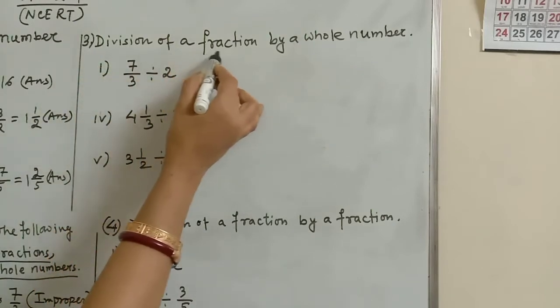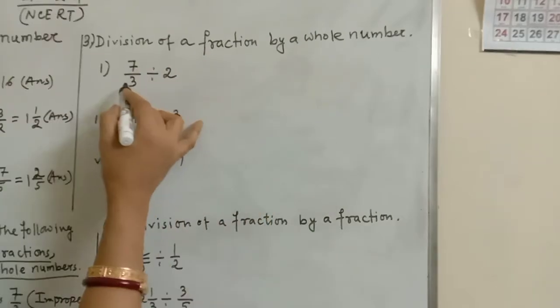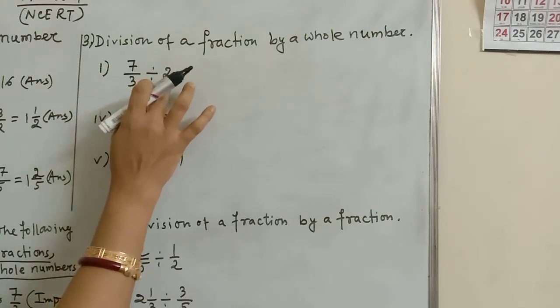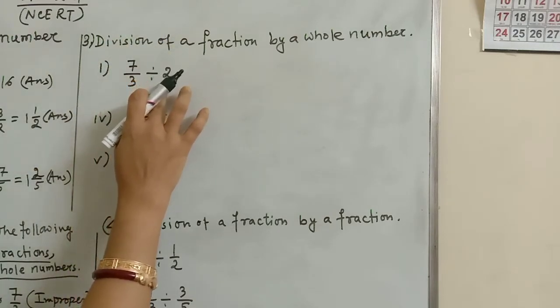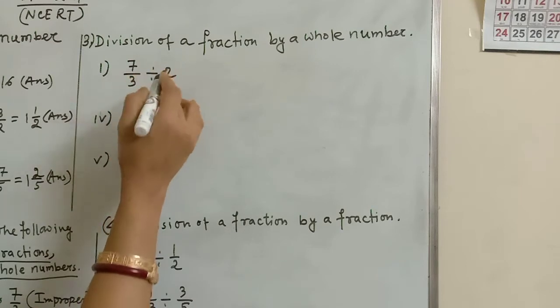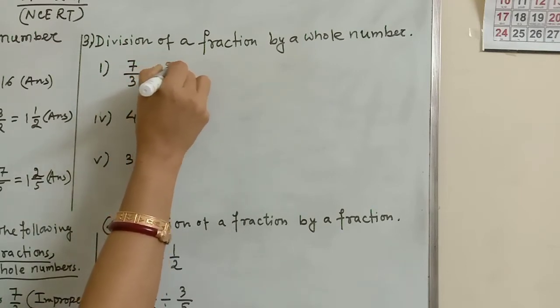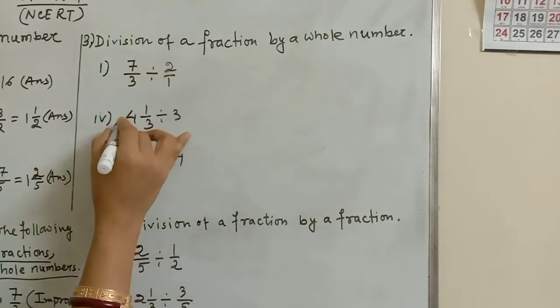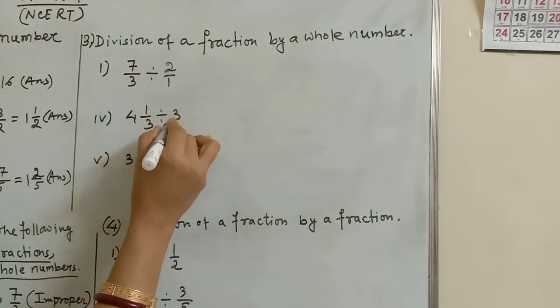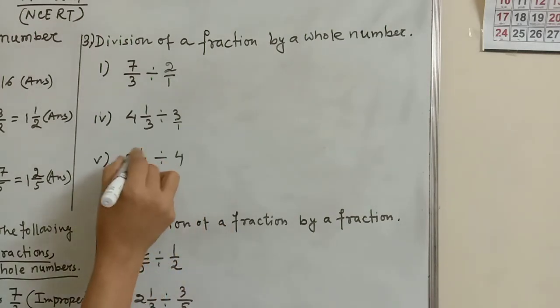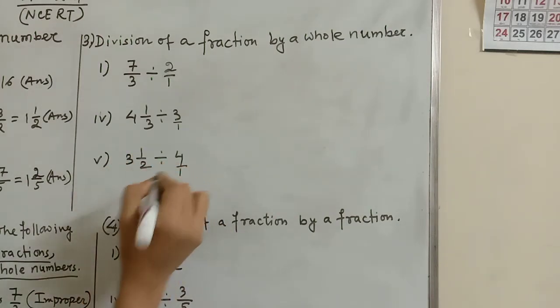Now come to question number 3. Division of a fraction by a whole number. It is 7 by 3 divided by 2. Now what do you think? It is 2, that means can I write it as 2 by 1 also? We can consider it 2 by 1 also. Here it is 4 1 by 3 divided by 3, that means we can consider 3 by 1. Here also it is a mixed fraction divided by 4, we can consider it as 4 by 1.